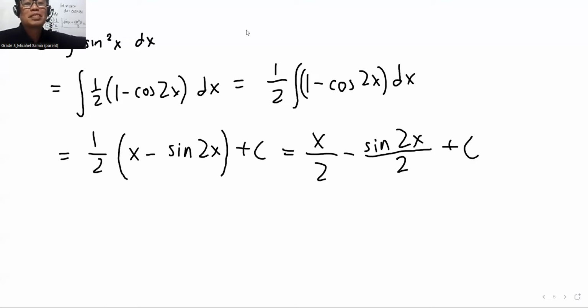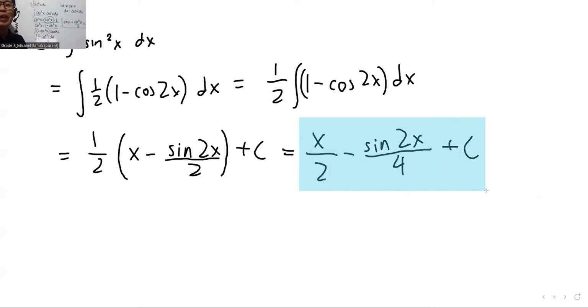Yes, the C fit. Wait, Josh. Wait. Derivative of cosine 2x. It's sine 2x over 2. And so that will be 4. Yes. Okay, so the correct answer: x over 2 minus sine 2x over 4 plus c.